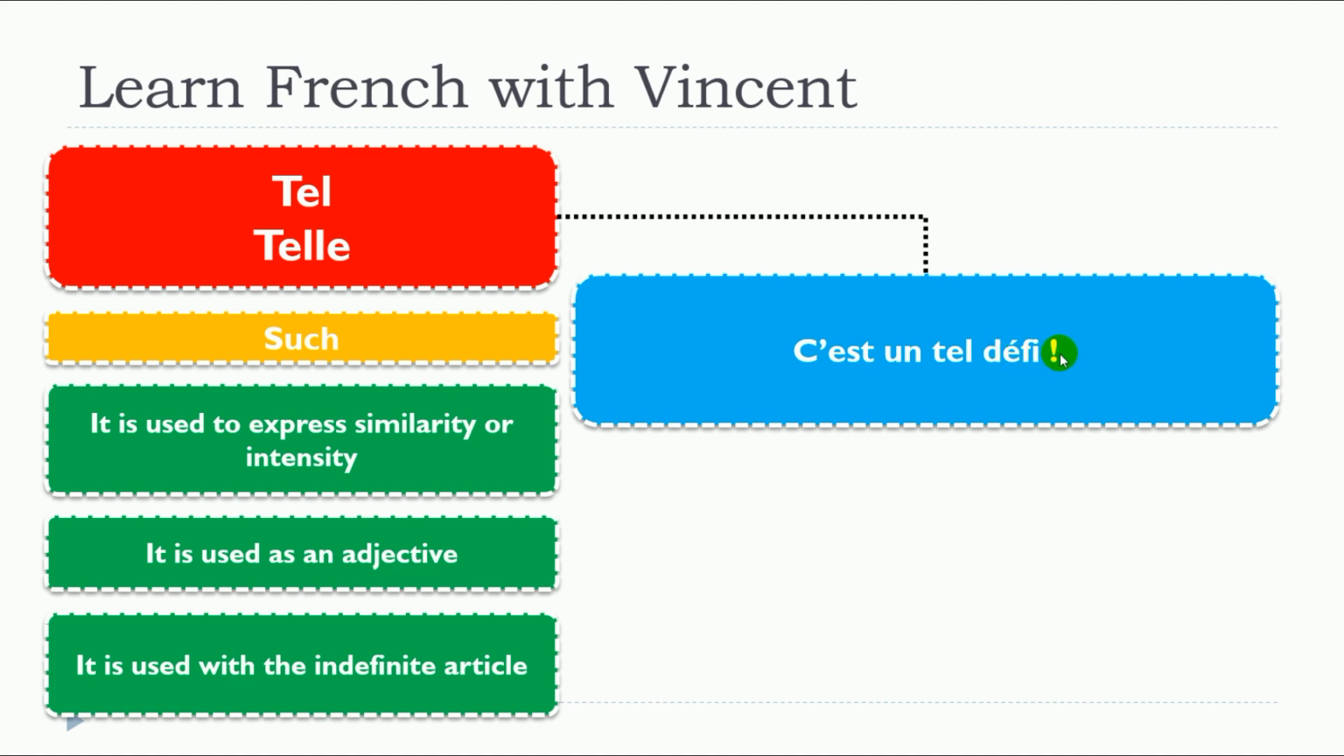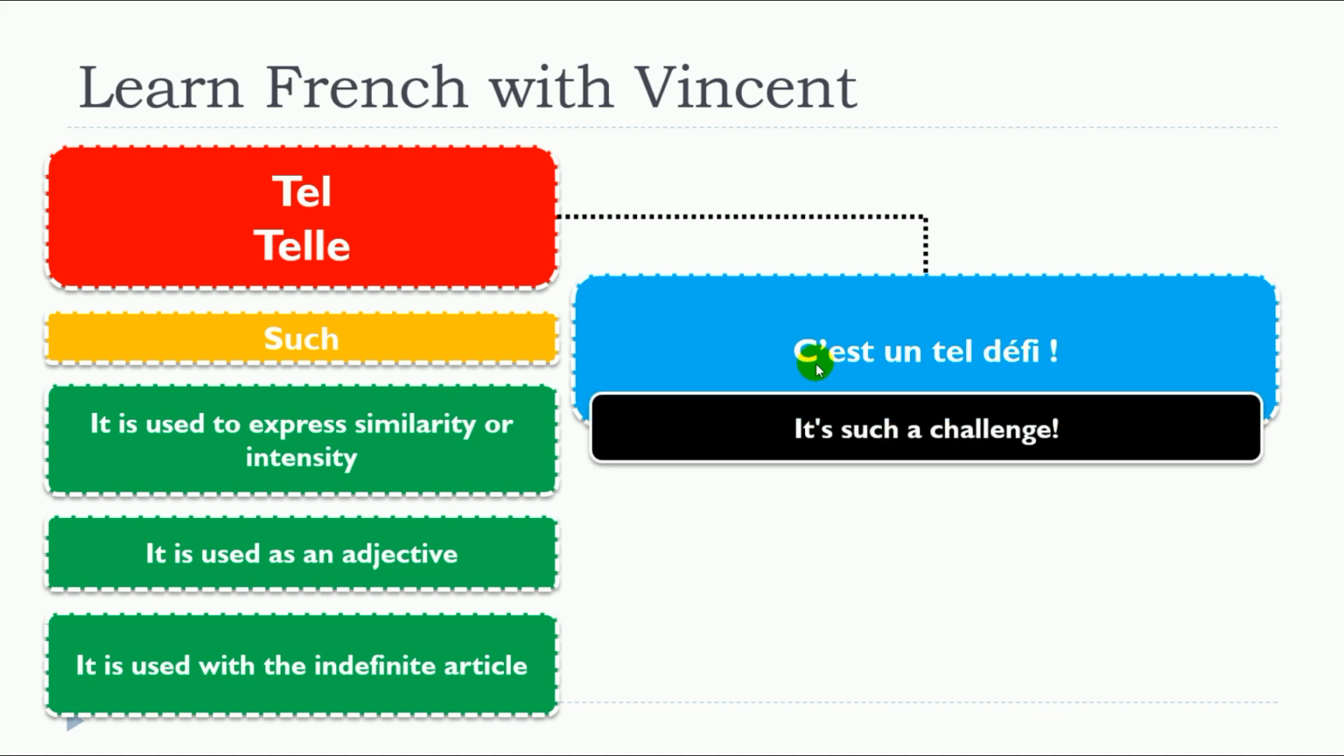C'est un tel défi. So here you can see défi, masculine noun. So tel will be in the masculine form. This is the singular. Don't forget to put the indefinite article. Un. C'est un tel défi.